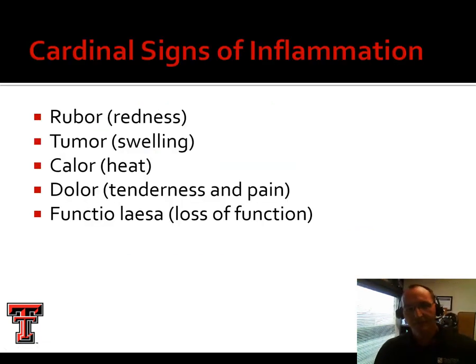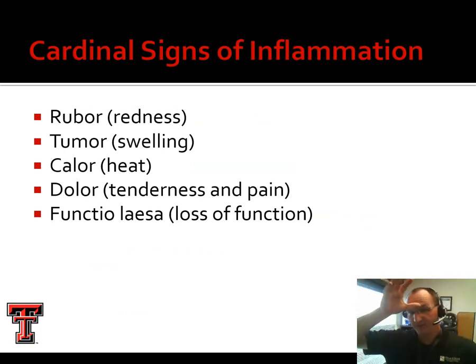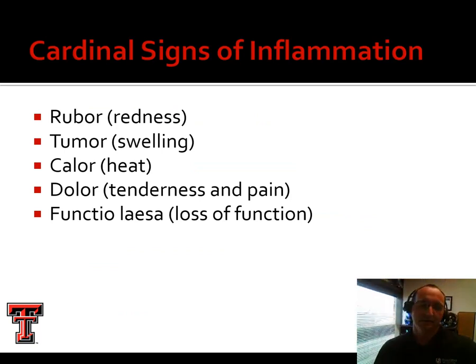Now, during this inflammatory phase, we've got a number of things that occur here that we certainly want to treat. So we look for these as what are referred to as the cardinal signs of inflammation. Rubor, tumor, calor, dolor, functio laesa. These describe those cardinal signs. So we end up with discoloration or redness. We end up with swelling, heat, tenderness and pain, and then lastly loss of function.